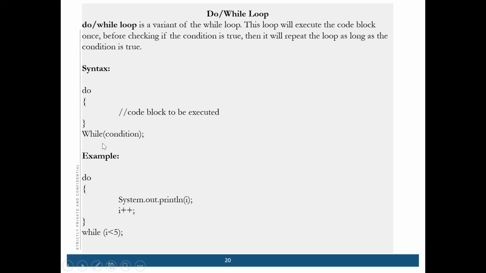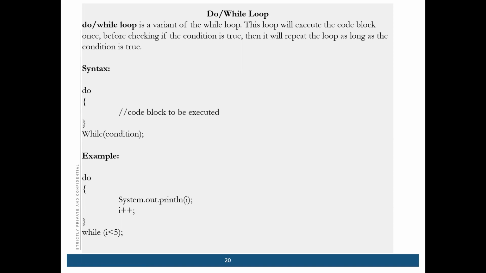In a while loop, if the condition is false, it will not enter into the loop. But in a do while loop, it will execute first and then check the condition. This loop will execute the code block once before checking whether the condition is true or not. This is the difference between while and do while. Clear?